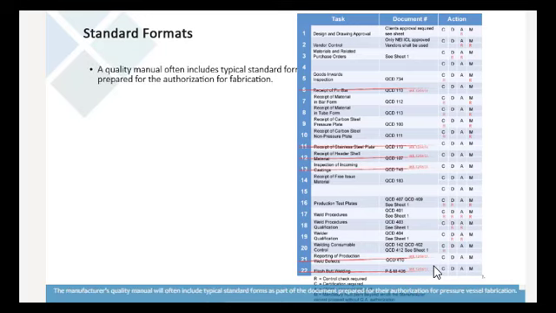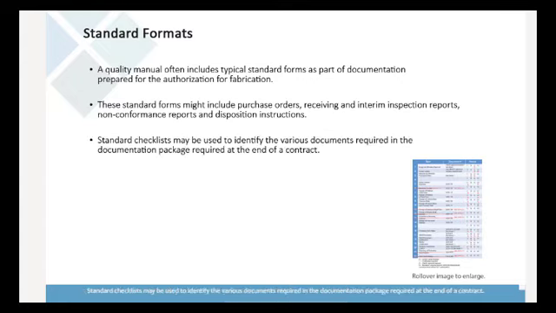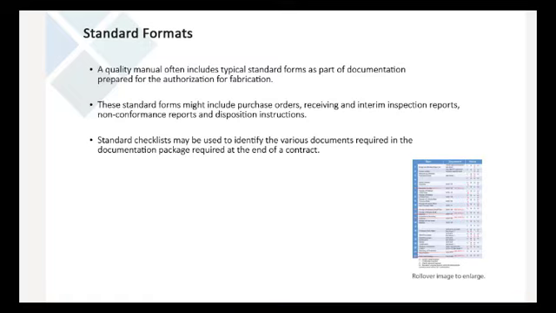The manufacturer's quality manual will often include typical standard forms as part of the document prepared for their authorization for pressure vessel fabrication. These standard forms might include purchase orders, receiving and interim inspection reports, non-conformance reports and disposition instructions. Standard checklists may be used to identify the various documents required in the documentation package required at the end of a contract.